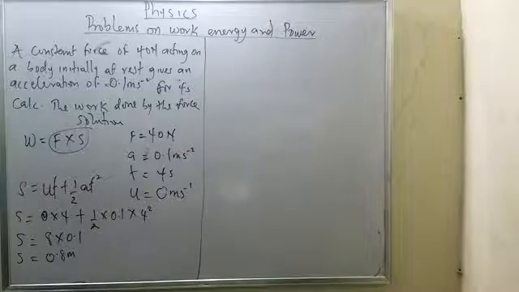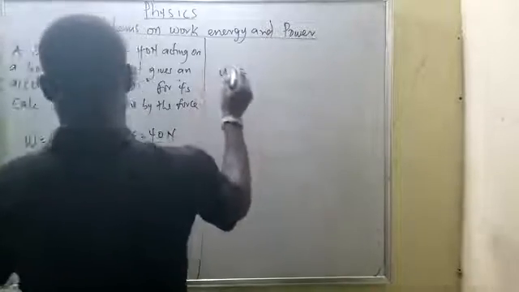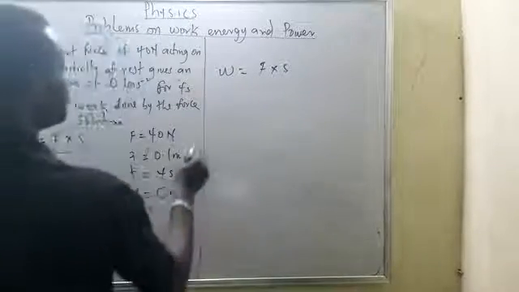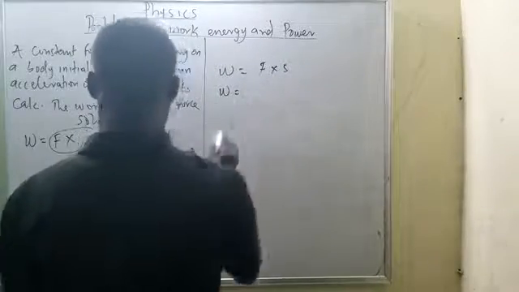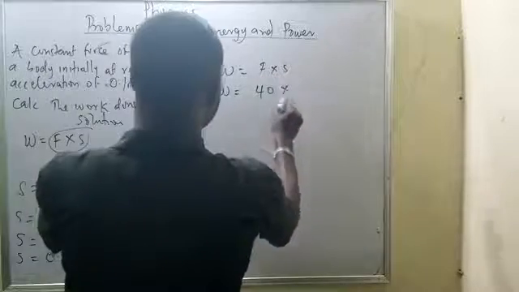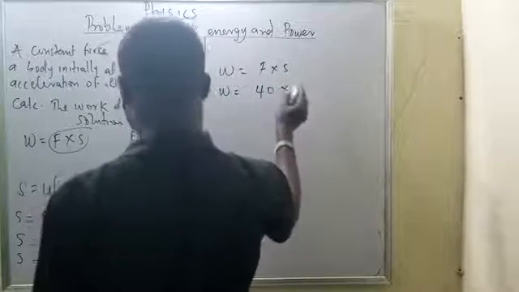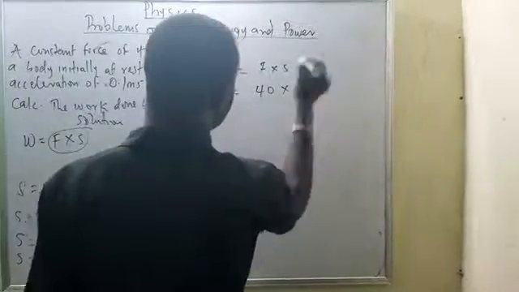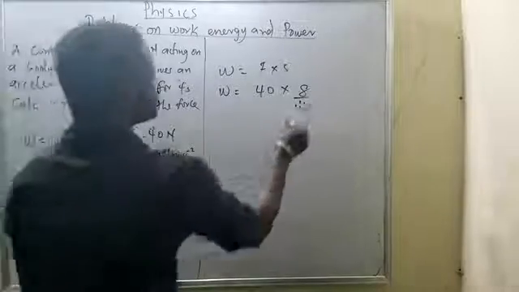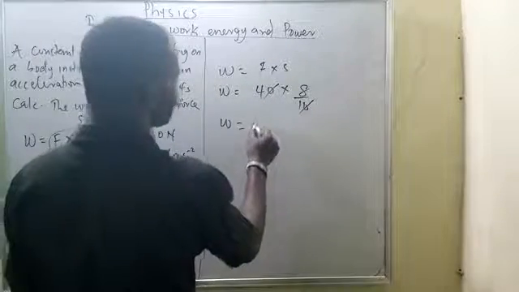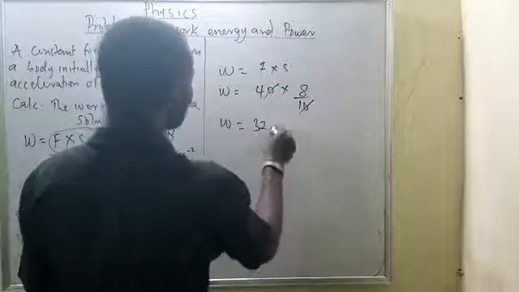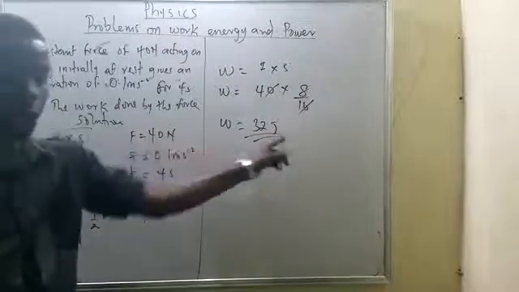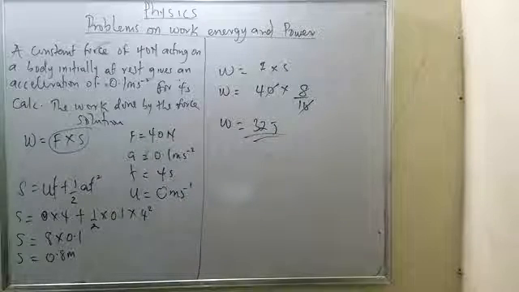Since I have 0.8 meter, my work done equals force multiplied by distance. I have my distance already, and my force is 40. So 40 multiplied by 0.8, and I can turn 0.8 into 8 over 10, which cancels with the 40. My work done equals 32 joule. Please, it is very important to put this unit joule. It will tell us that we are talking about joule. That is your answer.